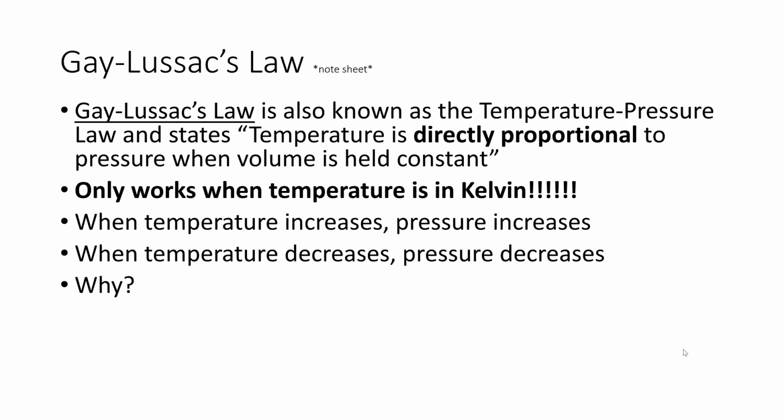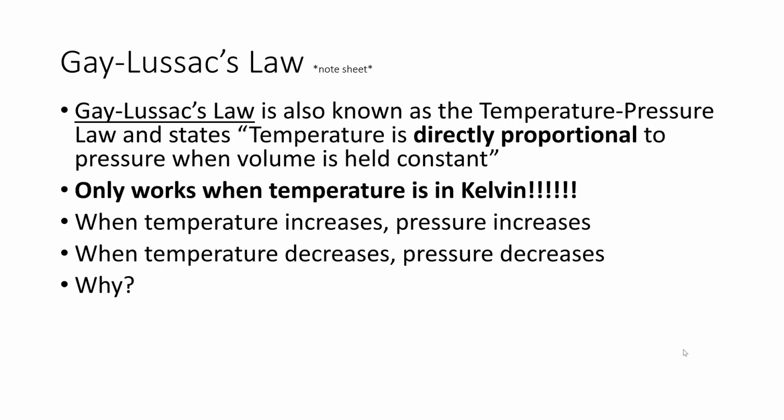Hopefully, you're thinking that if temperature increases, then the particles start to move faster, right? If it goes up, then the speed of the particles goes up as well. And we know that volume is constant, because that's what it says for Gay-Lussac's law. So if the particles in a box, let's say, are moving faster, does that mean that they are colliding with the walls more or colliding with the walls less?